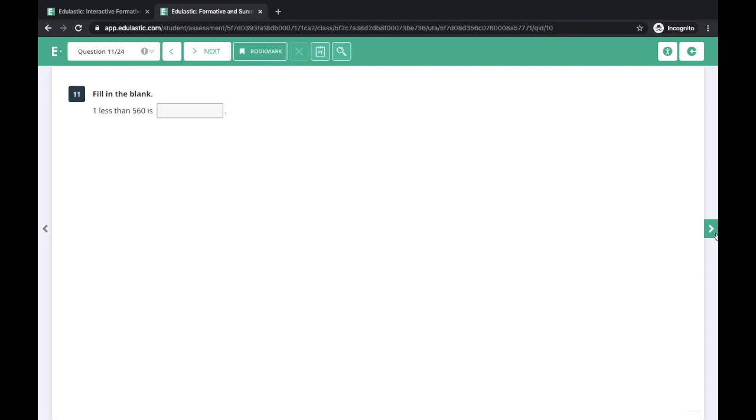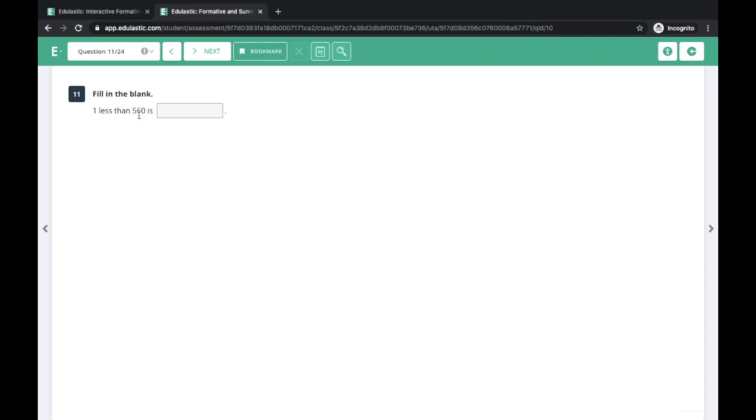1 less than 560 is blank. All right, so we see 1 less. So less means we are taking away from our ones place because we see a 1. Now we don't have any ones in our number 560.